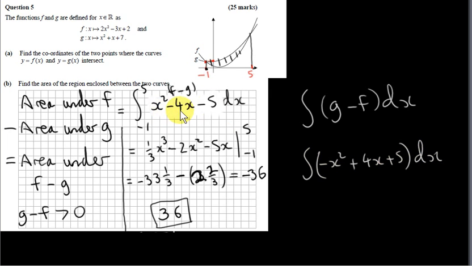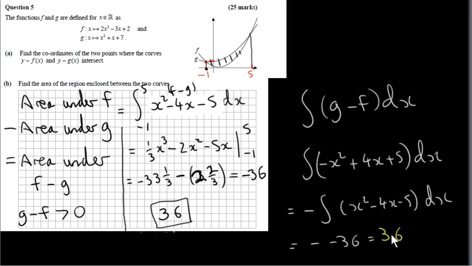That's just got by minusing this expression. But it makes no difference because you can imagine taking the minus sign outside. We can take out a factor of minus 1. It's the same as integrating x squared minus 4x minus 5 with respect to x. So we would have got minus 36, which is plus 36. Well, when you get a negative value for an area, you normally just make it positive anyway.